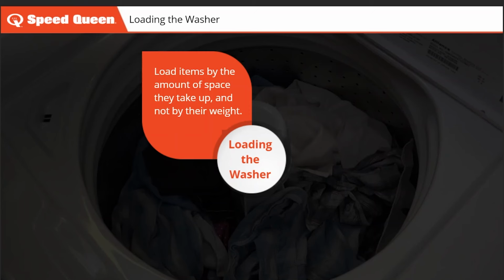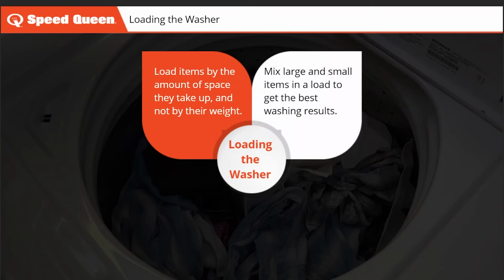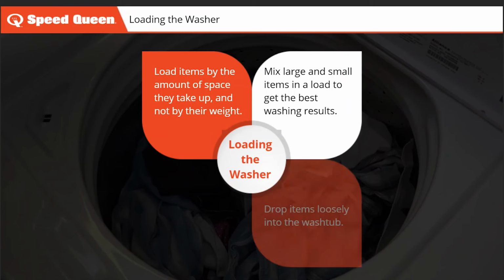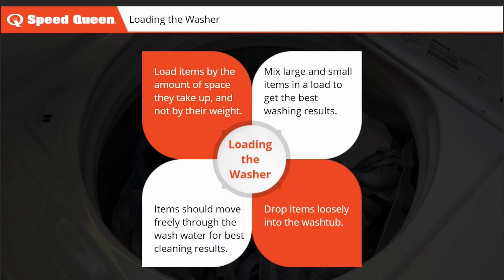Inform consumers that to get the best washing results and avoid out-of-balance conditions, they should mix large and small items in a load. Also, tell them it is important to drop items loosely into the wash tub. For the best cleaning results, the items must move freely through the wash water. Advise consumers to include several smaller items in a load to avoid an out-of-balance condition.